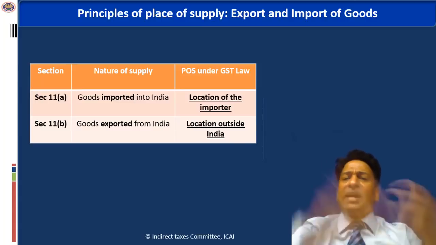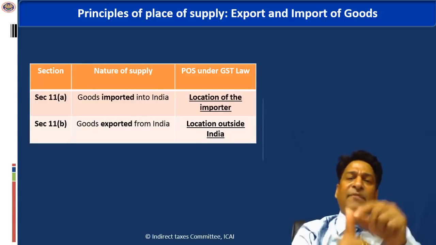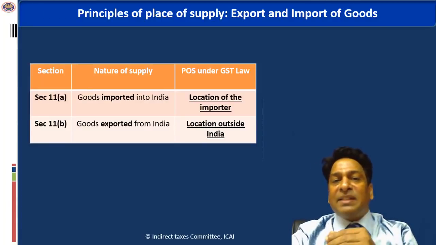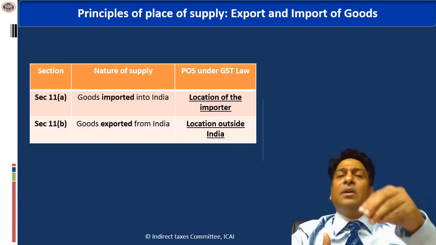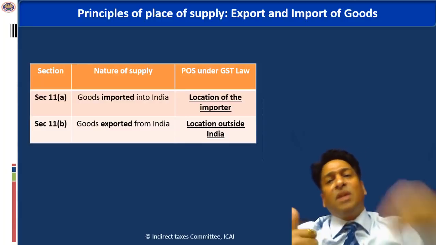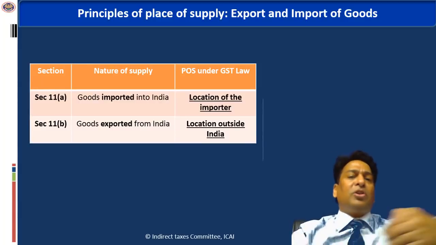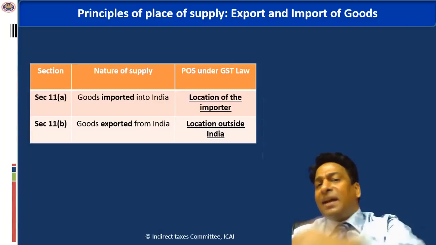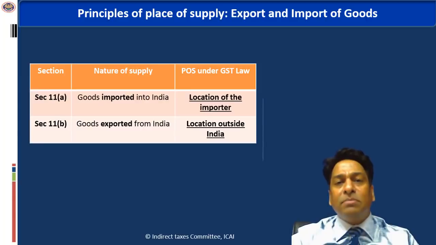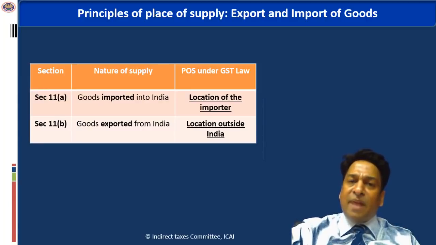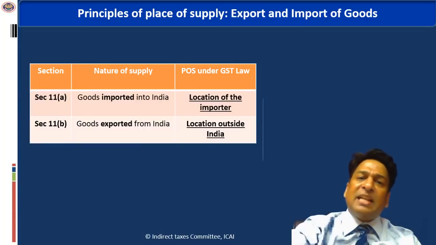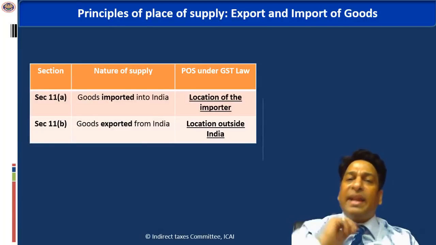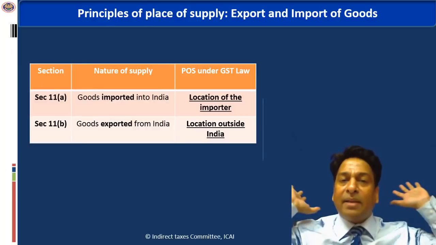Let me do quick 2-3 case studies. The first one: if I import, clear at Nhava Sheva and sell these goods to a customer only in Maharashtra, so I'm not taking these goods to Gurgaon and then resending them back to my customer in Mumbai. Cleared at Nhava Sheva, I want to send the invoice directly to my customer at Mumbai. Can I do that?